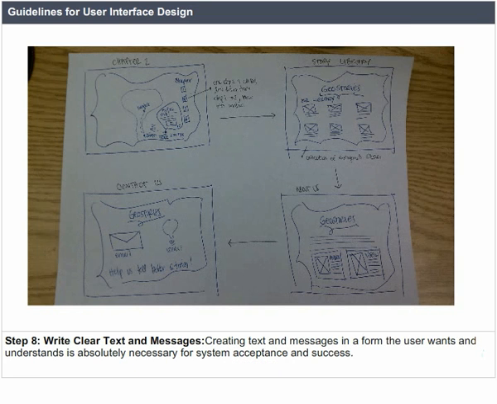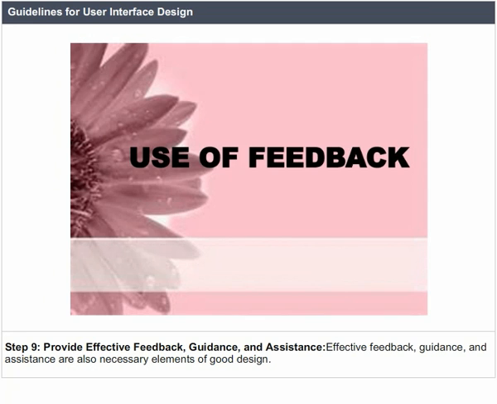Step 8. Write clear text and messages. Creating text and messages in a form the user wants and understands is absolutely necessary for system acceptance and success. Step 9. Provide effective feedback, guidance, and assistance. Effective feedback, guidance, and assistance are also necessary elements of good design.